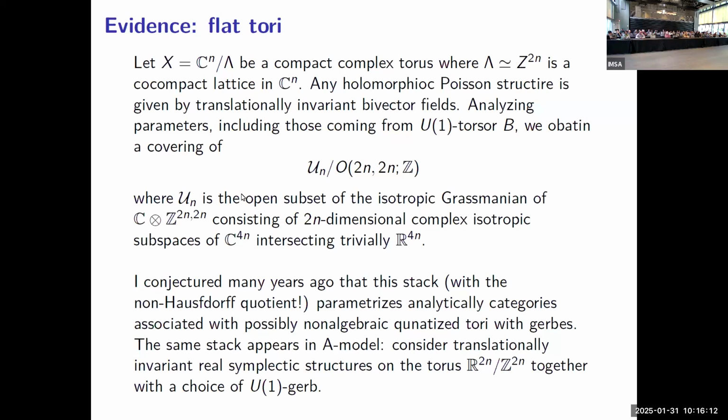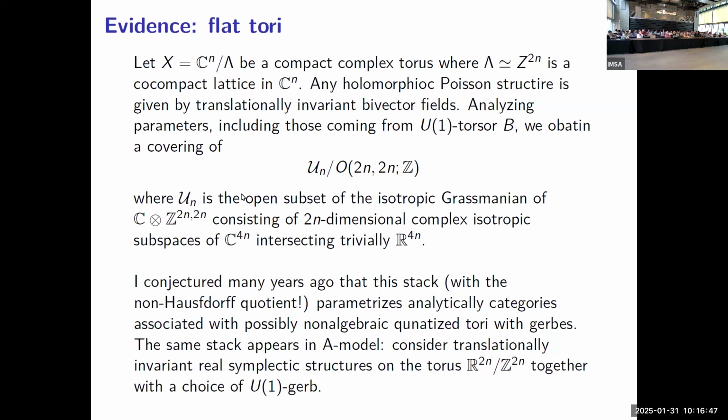We consider the variety C^n divided by a rank 2n lattice, with its holomorphic structure. Because the moduli space is trivial and the bundle is trivial, we get a translationally invariant holomorphic bivector field, and now we get this U1 torsor, we get these parameters, then moved out by this relation which I explained, and then I get something which is a covering of some really nice stack.